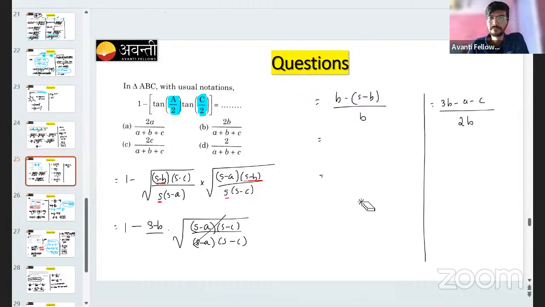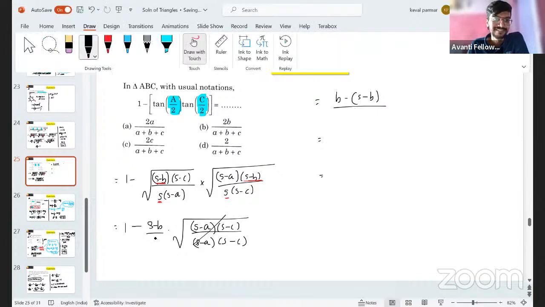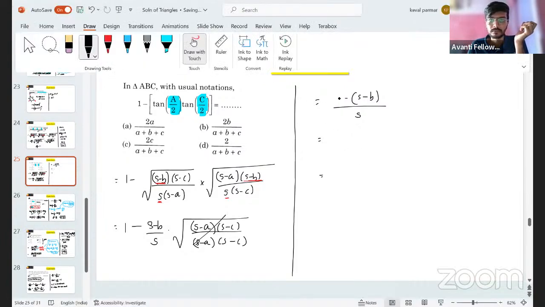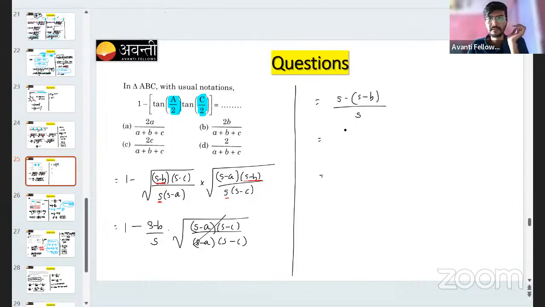Let's do it fatafat. Here it is, look, S. So this will be upon S. So that means 2B minus S upon S. Wait. Here S. S minus S. This will be B upon S. S minus S will get cancelled. And what can I write S as? A plus B plus C by 2. The 2 goes up. 2B upon A plus B plus C. That is, my answer is option B.